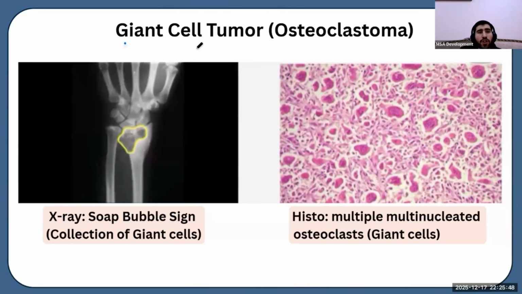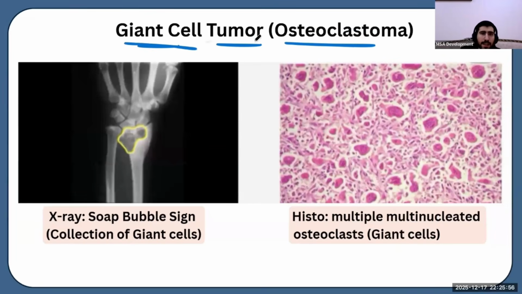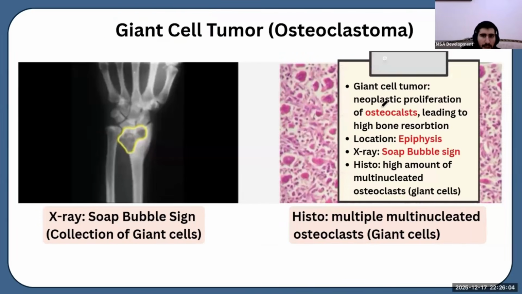Now we have something called giant cell tumor or osteoclastoma. In osteosarcoma, it was neoplastic proliferation of osteoblasts. In giant cell tumor, what cell is the giant cell or multinucleated cell? It's the osteoclast. So giant cell tumor or osteoclastoma is neoplastic proliferation of osteoclasts. It leads to high bone resorption, not high bone formation, high bone resorption.